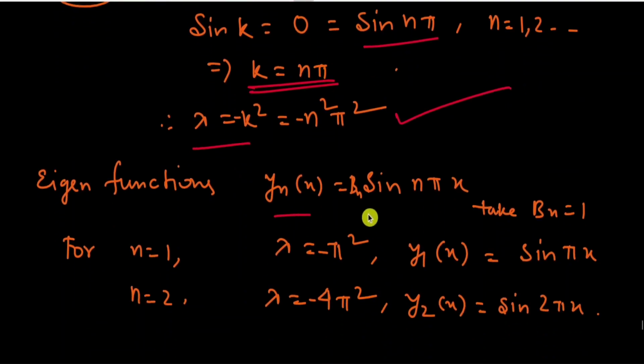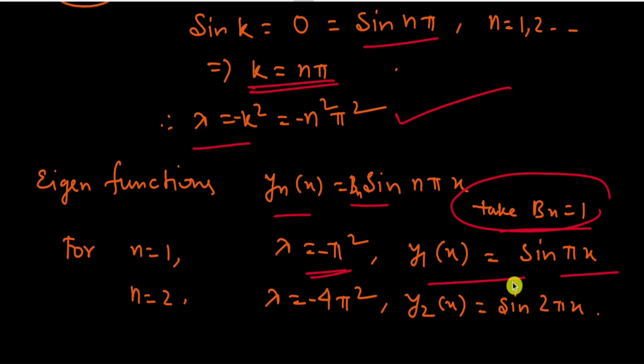So y_n(x) equal to b_n sin n pi x. If we take b_n equal to 1, since this is constant, so we get for n equal to 1 lambda equal to minus pi square, and y_1(x) equal to sin pi x, and for n equal to 2 lambda equal to minus 4 pi square, and y_2(x) equal to sin 2 pi x.